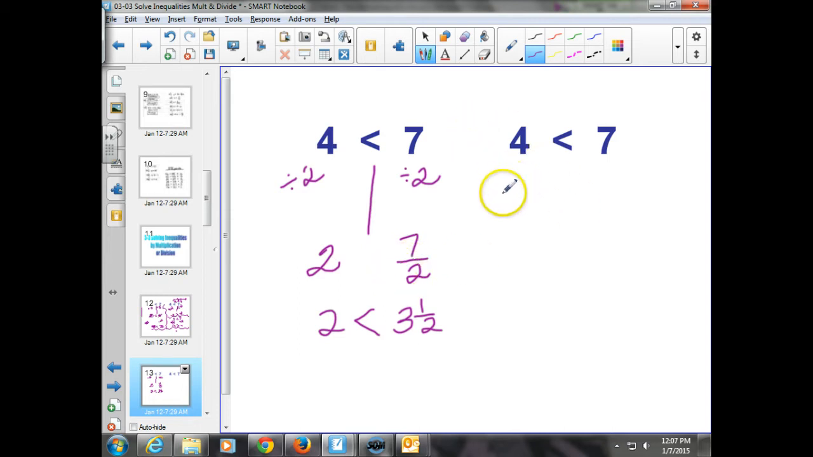However, if I come over here and I divide this side by -2, and then I come over here and divide this side by -2.